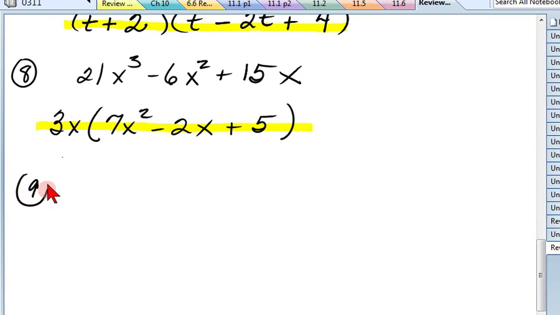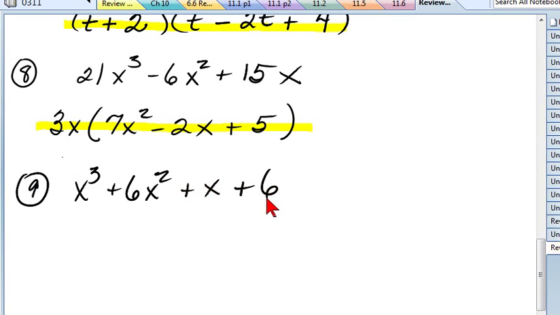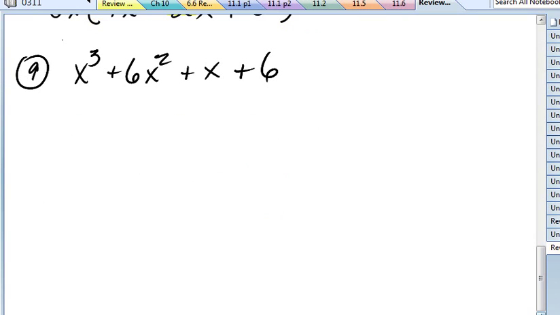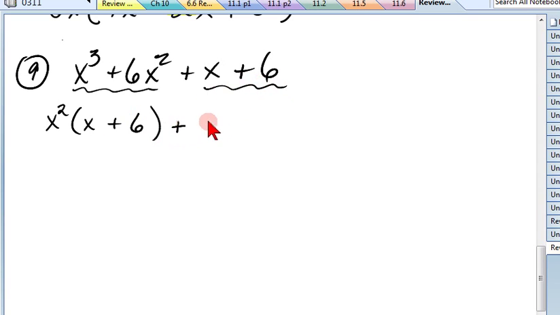Number 9, last of the factoring. It has x cubed plus 6x squared plus x plus 6. Because there are 4 terms here, we probably all are thinking grouping. So I have this group and this group. In the first group, the common factor is x squared. And if I factor it out, I'm left with an x plus 6. And there appears to be nothing to factor out of the second group. If there is nothing to factor out, we had this once in a while, what could be sitting in front of that group? A 1.